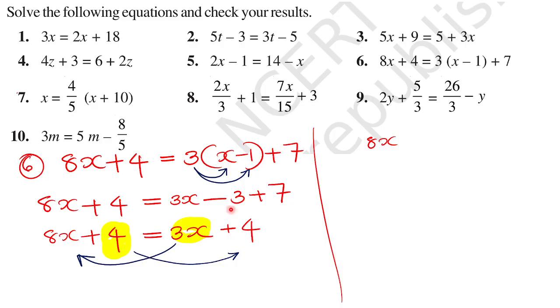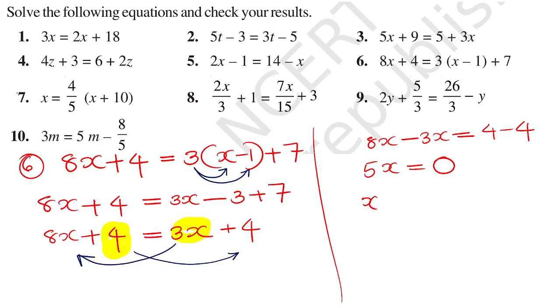Sir, 0 by 5. Yes, very good. Correct. The plus 3x becomes minus 3x, and this plus 4 becomes minus 4. 5x equal to 0. 5 into 0 will be 0.